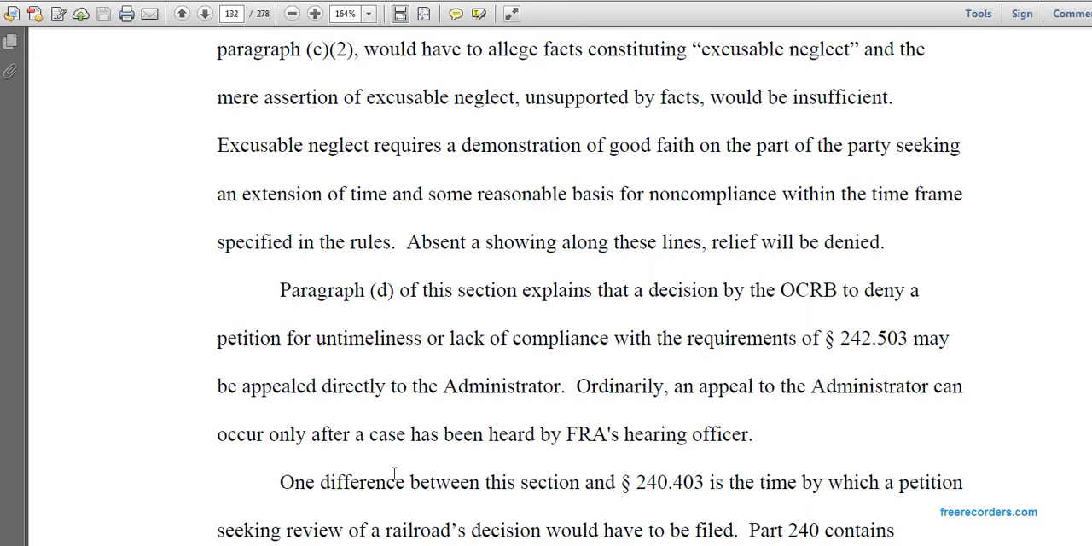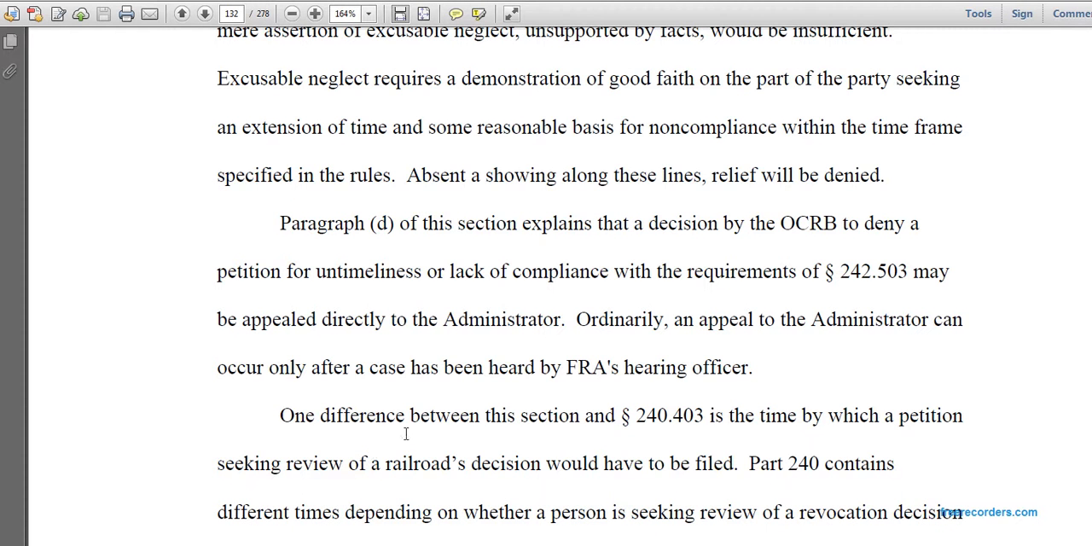Paragraph D of the section explains that a decision by the Operating Crew Review Board to deny a petition for untimeliness and lack of compliance with the requirements of section 242.503 may be appealed directly to the Administrator. Ordinarily, an appeal to the Administrator can occur only after the case has been heard by the FRA's hearing officer. What's the difference between this section and section 240.403?